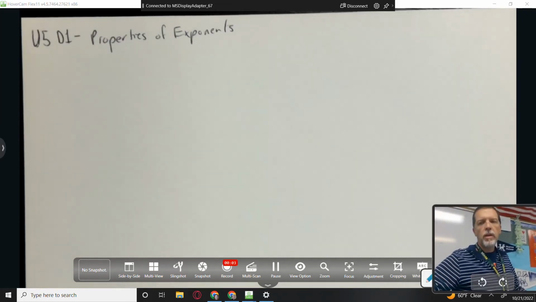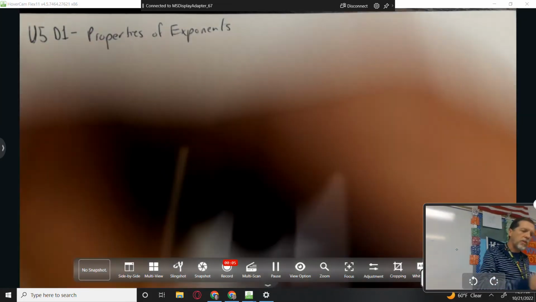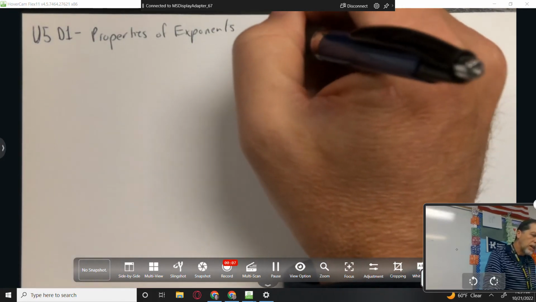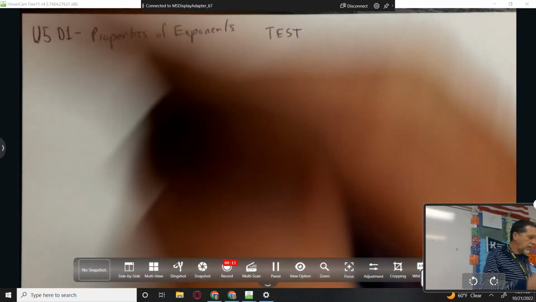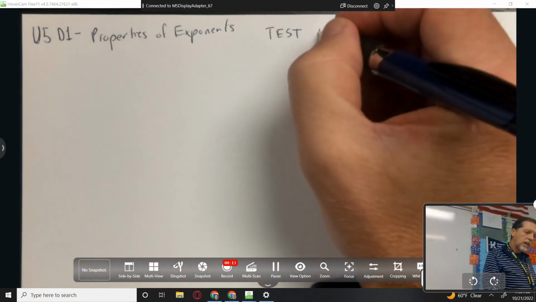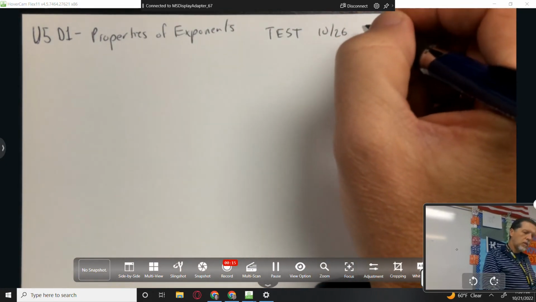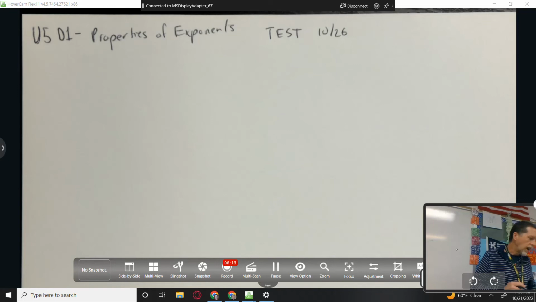So, Unit 5, Day 1, Properties of Exponents. But again, the warning is we have a test next block day. So, October 26th for you guys, 27th for the even block people.